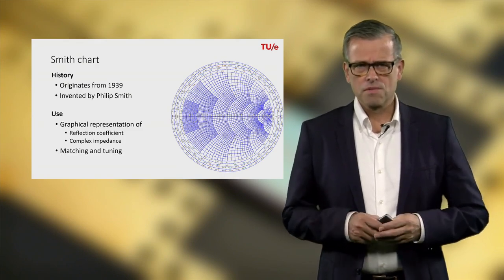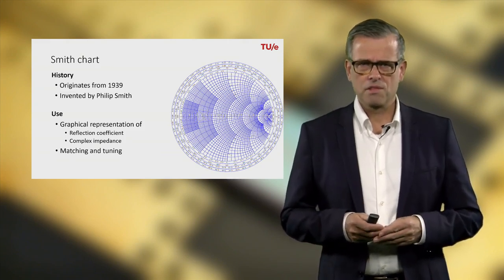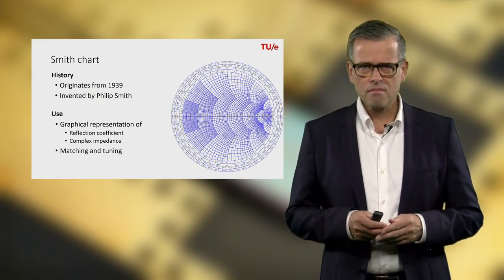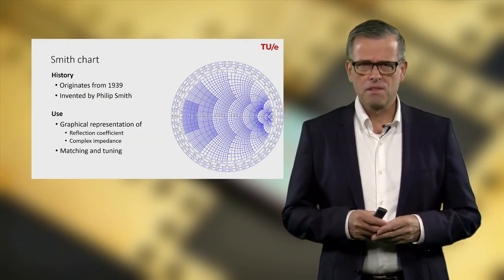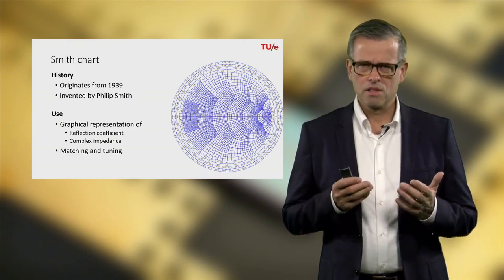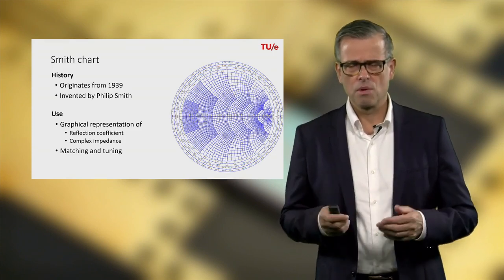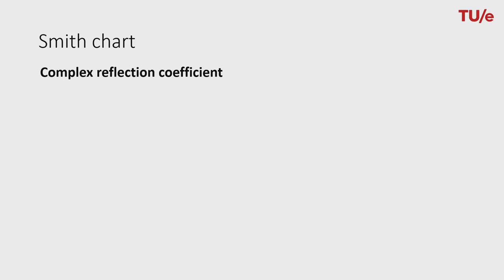The use of the Smith chart is to make a graphical representation of the complex reflection coefficient and the complex impedance, and it's very useful when you are designing a matching or tuning circuit, as we will see in one of the follow-up web lectures. The Smith chart might look rather complicated at first sight, but in fact it's not, because we're only plotting the complex reflection coefficient in the complex domain.